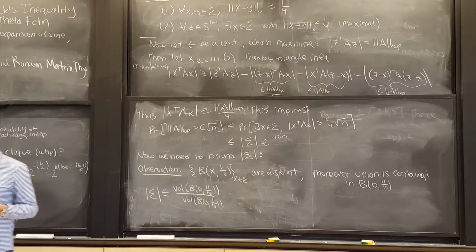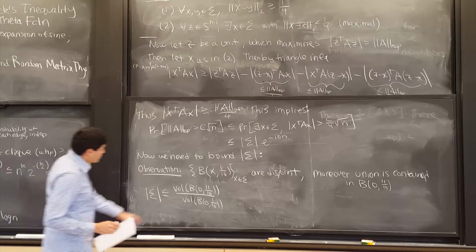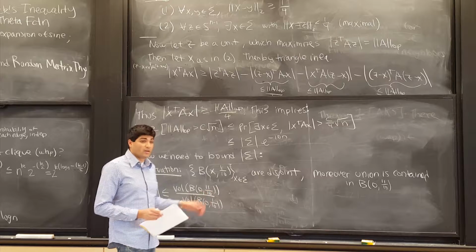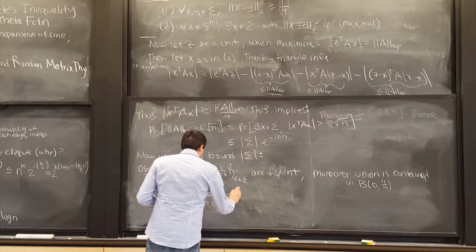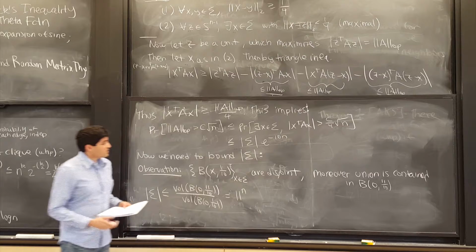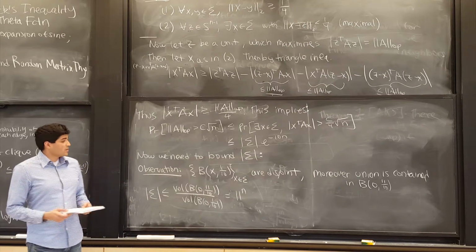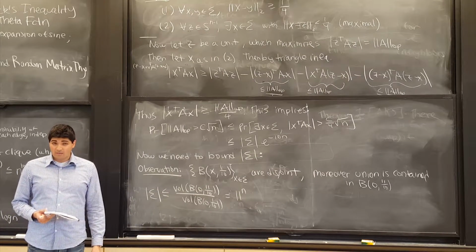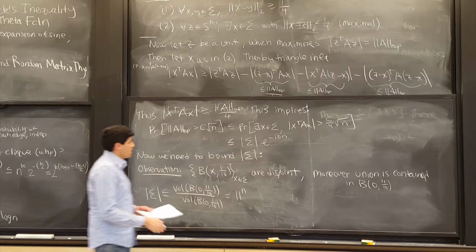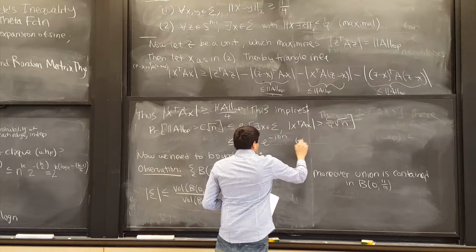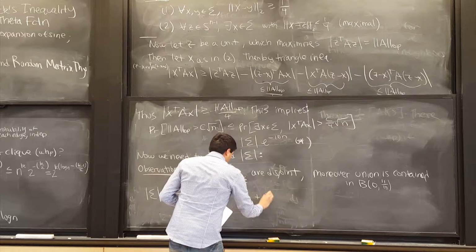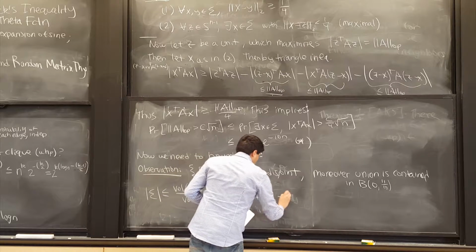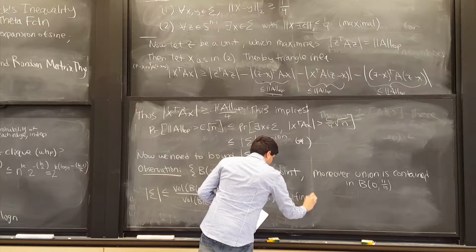Because otherwise, we couldn't possibly have that the balls were disjoint. Once we have that the balls are disjoint, every time we add an element x into the set, it has to take up some of the volume available to us in the original ball that everything is contained within. So this gives a size bound for sigma, which is itself exponential in n, but a smaller exponential in n. So the combination of these two inequalities finishes the proof.